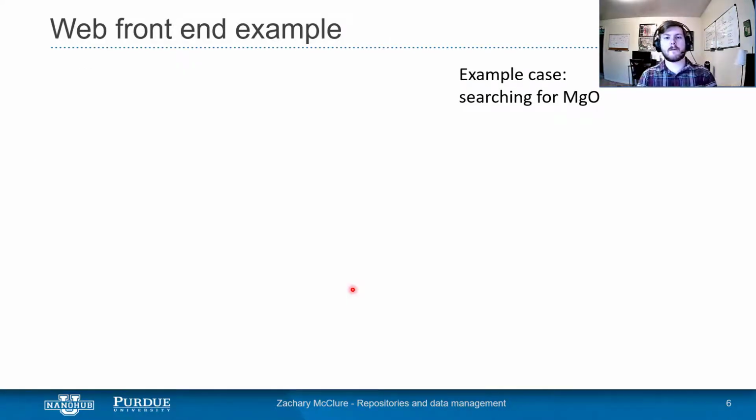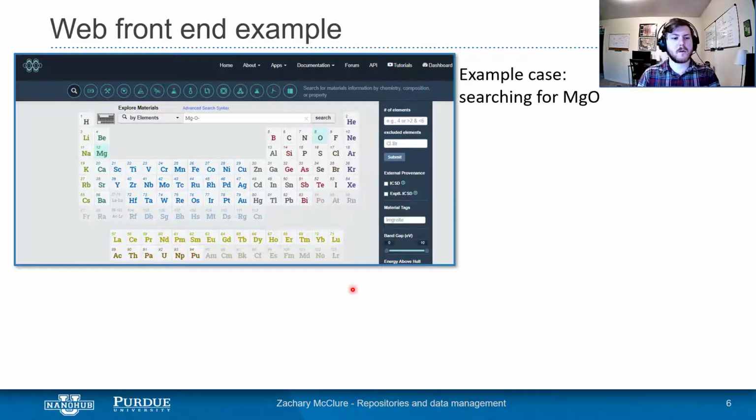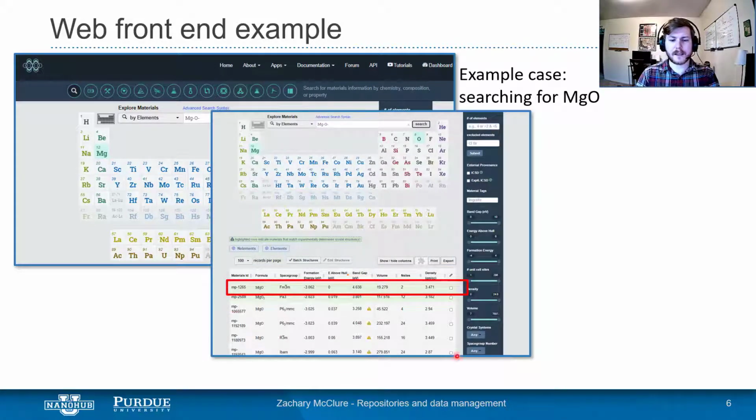So let's start with a web front-end example where we want to search for MgO, just basic magnesium oxide. So we'll search for Mg and O, we'll hit search, and it'll create a list of different compounds for us with a set of different properties. So I want to select this first one. It has a space group that looks familiar to me. This E above hull is a stability criterion parameter for DFT calculations. Just think that if it's 0, it's the most stable crystal structure. So you'll notice that these MgO compounds have a couple different crystal structures associated with them, but they're not the most stable.